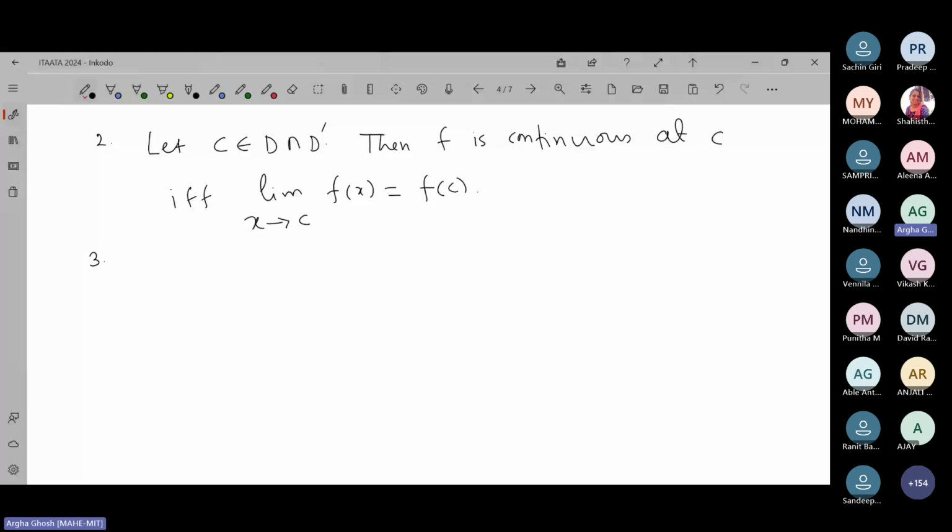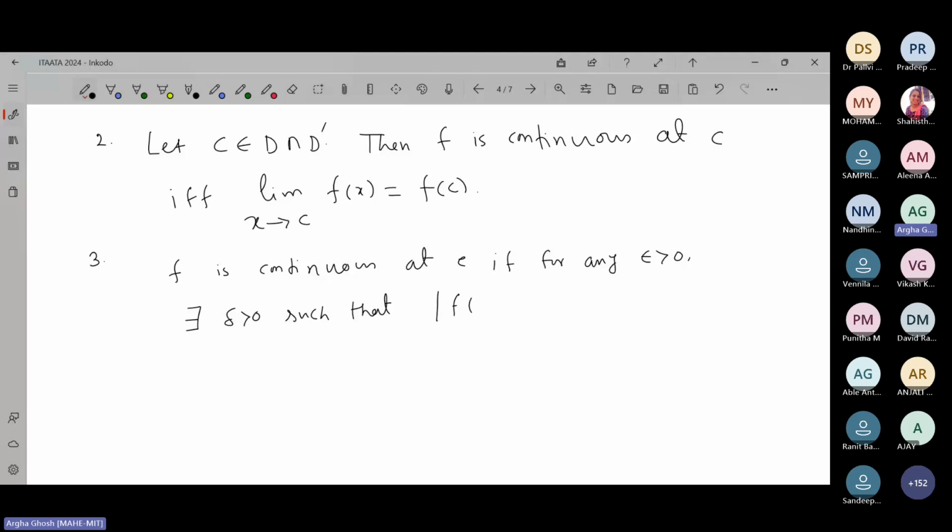So be very careful. We are saying that f is continuous at C if for any epsilon greater than 0, there exists a delta greater than 0 such that |f(x) - f(C)| is less than epsilon whenever x is in the delta-neighborhood of C intersection D.